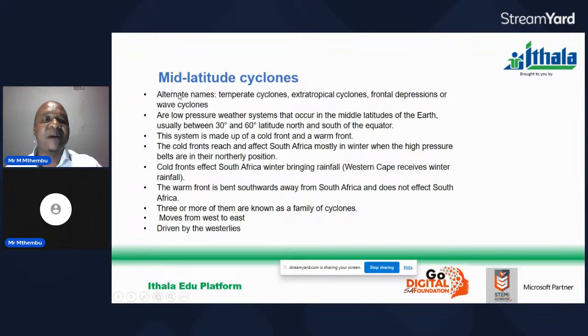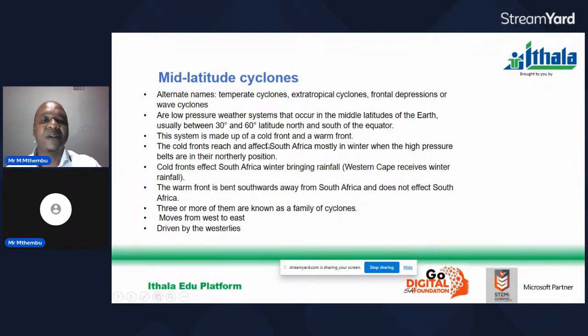We have alternative names like temperate cyclones, extratropical cyclones, frontal depression, or wave cyclones. So if you see any one of these names in an exam paper, you must just relax. All these names mean it's a mid-latitude cyclone. What exactly are mid-latitude cyclones? These are low-pressure weather systems that occur in the mid-latitudes of the Earth, usually between 30 degrees as well as 60 degrees, both north and south of the equator.